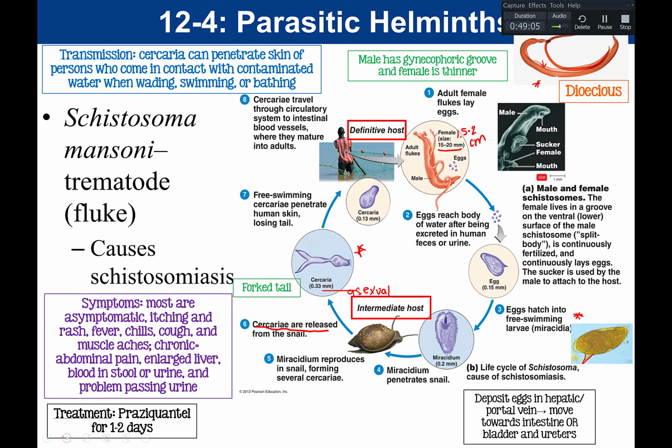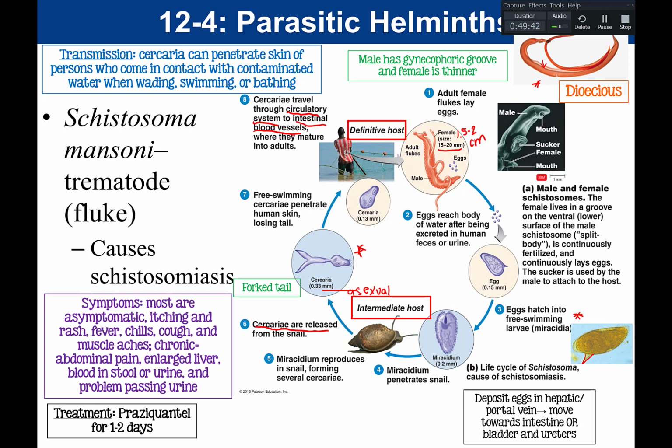So in terms of the way that it makes its way through the body. Again, the Cercaria are going to penetrate the skin. They are going to travel through the circulatory system to the intestinal blood vessels. So that's their way. They're going to make their way through the body. So from the circulatory system to the intestinal blood vessels, and this is where they're going to mature into adults in the intestinal blood vessels.